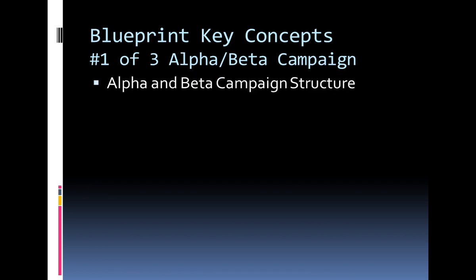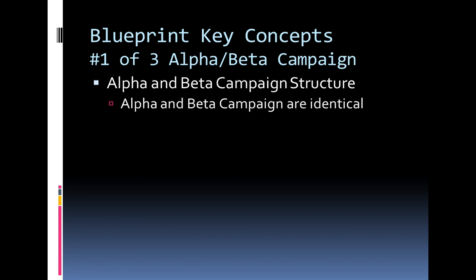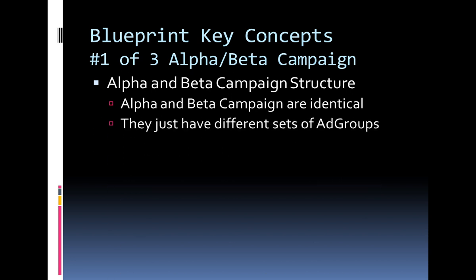We start off creating two campaigns in your Google AdWords account, the alpha and the beta campaign. These campaigns are identical in terms of campaign configuration. The location, the scheduling, and every other little configuration that AdWords allows you to do on the campaign level are identical. The main difference is that they hold different ad groups. The beta holds test ad groups, and the alpha holds proven keywords.